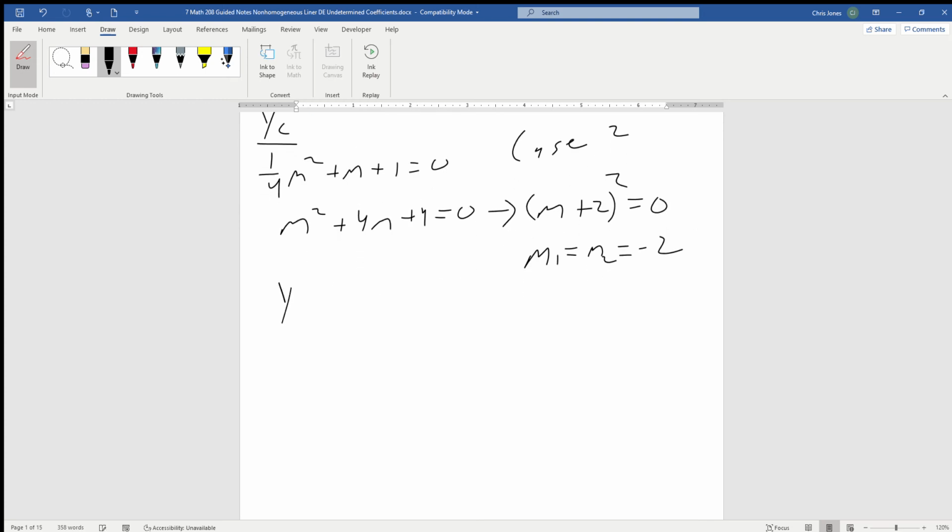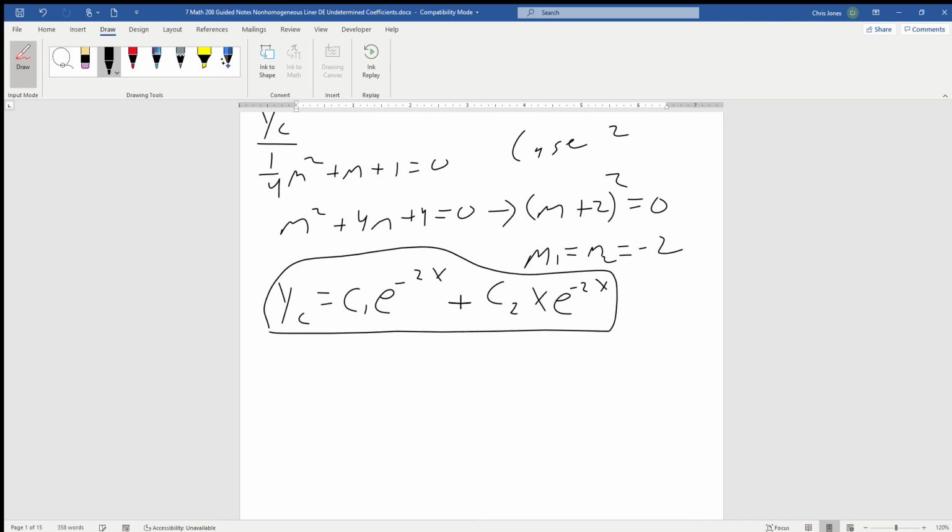So the complementary solution, I'm going to call that yc, and see if you can remember how to do this. All right, c1 e to the minus 2x, and then remember you just multiply by a factor of x, so c2 x e to the minus 2x. And let's hold on to this, because we need this when we go to find the general solution in total.